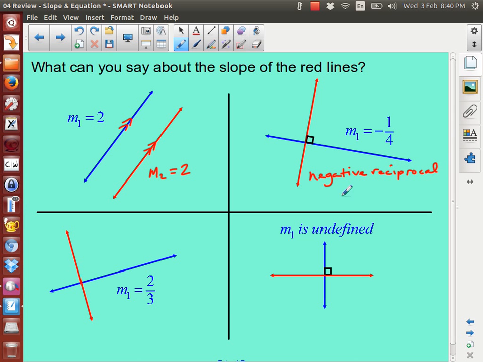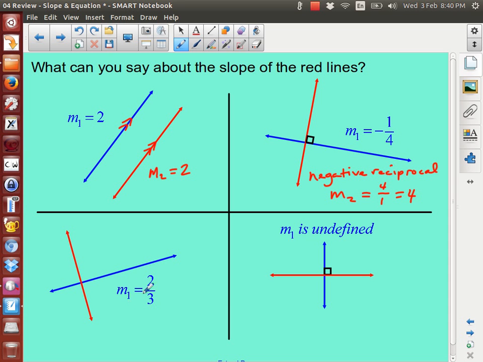So the slope of the second line, M2, is equal to the negative reciprocal of the first line. The first line was negative, so my new value is going to be positive, and the reciprocal of 1 over 4 is actually 4 over 1. We wouldn't normally write that as 4 over 1, we would just write that as 4.